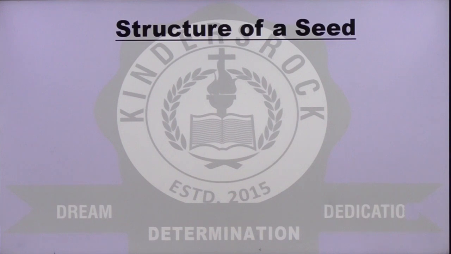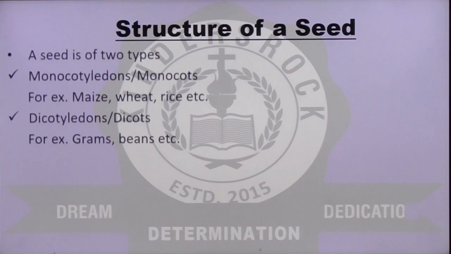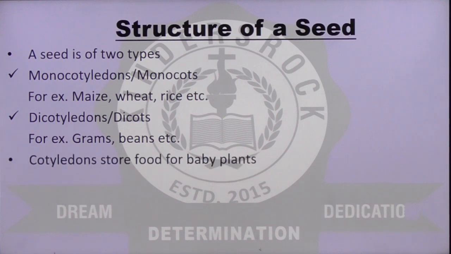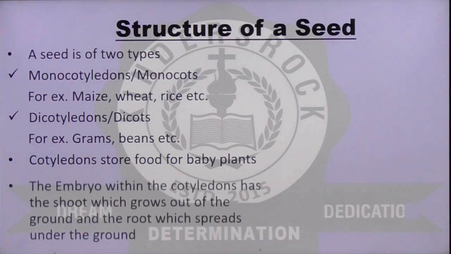Let us look at the structure of a seed. A seed is of two types on the basis of its structure. The first one is monocotyledons or monocots. For example, maize, wheat, rice, etc. And the second one is dicotyledons or dicots. For example, grams, beans, etc. Cotyledons store food for baby plants.